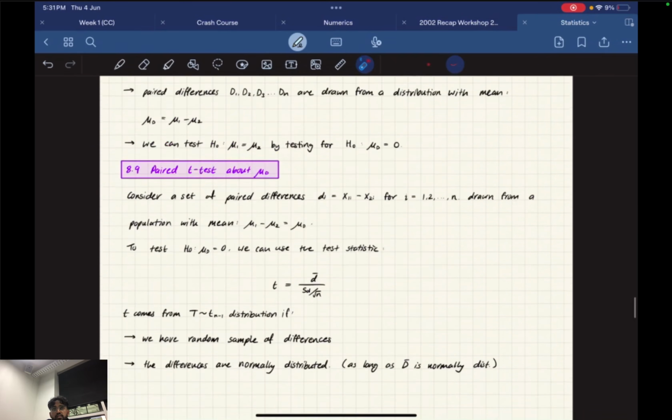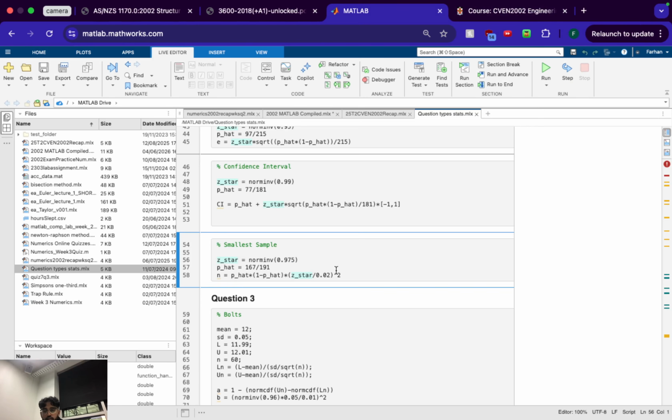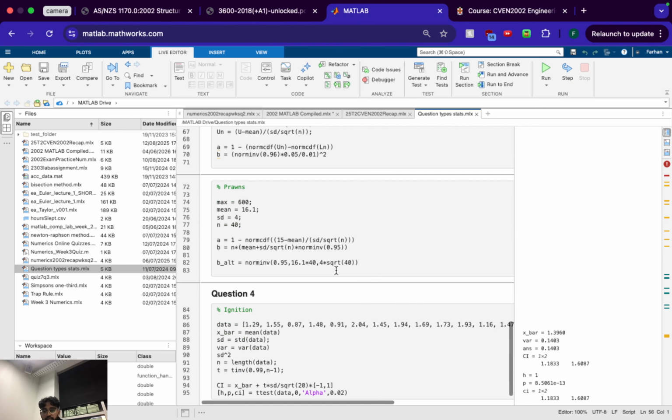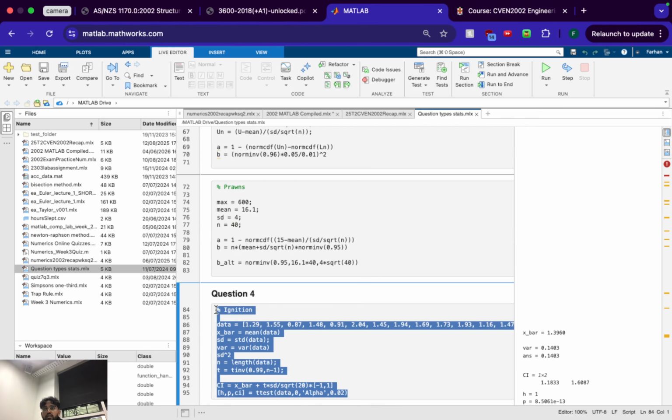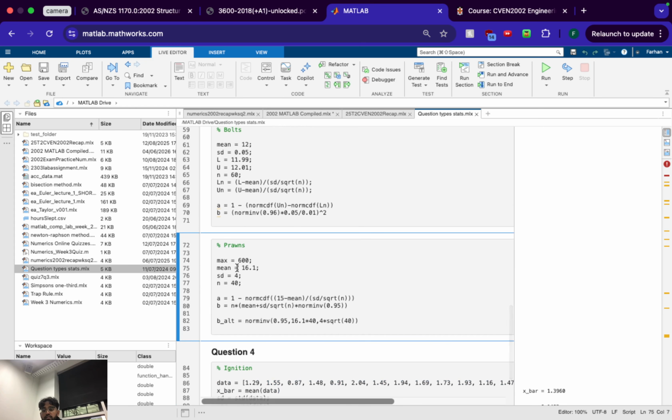There's shortcuts that you can do. So if you take a look at my MATLAB code, down here, see, this is the whole question, right here. That's the whole question, right? So it's actually not that long. As long as you learn the code, you're fine.